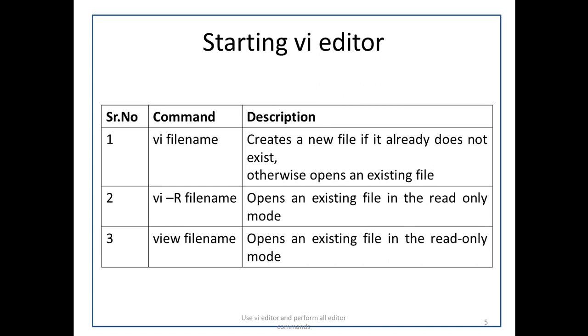Now we will start the VI editor with the command vi and the file name. With this, if the file does not already exist, it will create a new file. And if the file exists, it will open that particular file. If we use the -r option, the file that we are editing will be in read-only mode, meaning we are only able to read the content of that file.